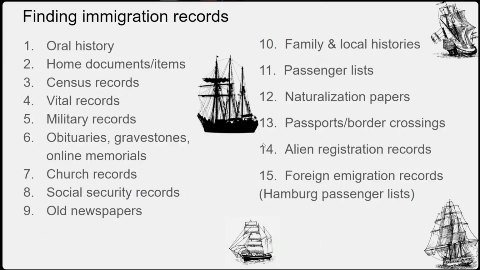I'm going to show you 15 record types that could help you find your immigrant ancestor. There are other sources you could use that I did not mention, such as federal land records and genealogy periodicals. These record types should get you well on the way to discover your immigrant ancestors.